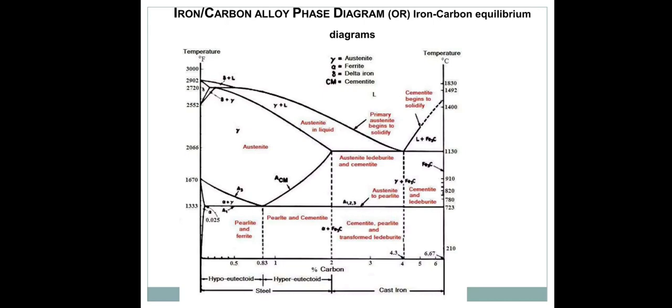Here we can see the austenite or gamma iron. The interstitial solid solution of carbon in gamma iron is called austenite. Austenite has an FCC crystal structure and a much higher solid solubility for carbon than alpha ferrite. As indicated in the figure, the solid solubility of carbon in austenite is a maximum of 2.08% at 1148 degrees centigrade and decreases to 0.8% at 723 degrees centigrade.